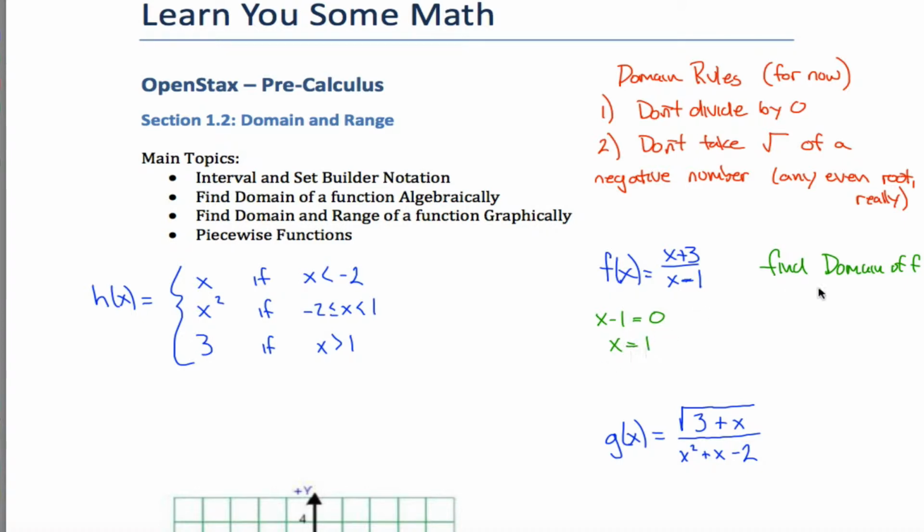Oh, that's kind of weird. If they asked me to find what numbers were not in my domain, I could just say 1. That would be easy. But it doesn't. It asks me to say what numbers are in my domain. So my answer is, I don't know, the rest of them.